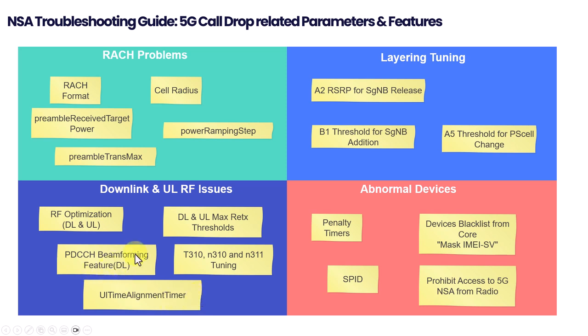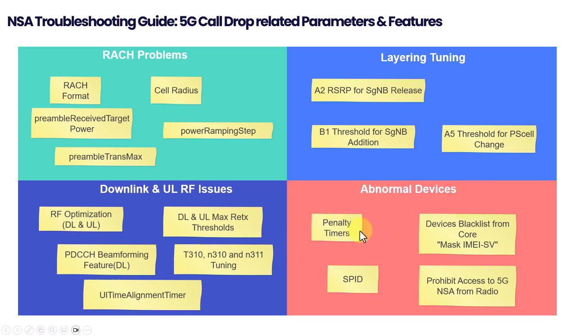Then you have the PDCCH beamforming feature, which in general can also improve the causes whenever you have, for example, a high BLER. This feature can improve the quality, and because it's giving beamforming, it can improve the SNR quality. So it can also reduce these causes which are related to T310 expiry because you will improve the quality.